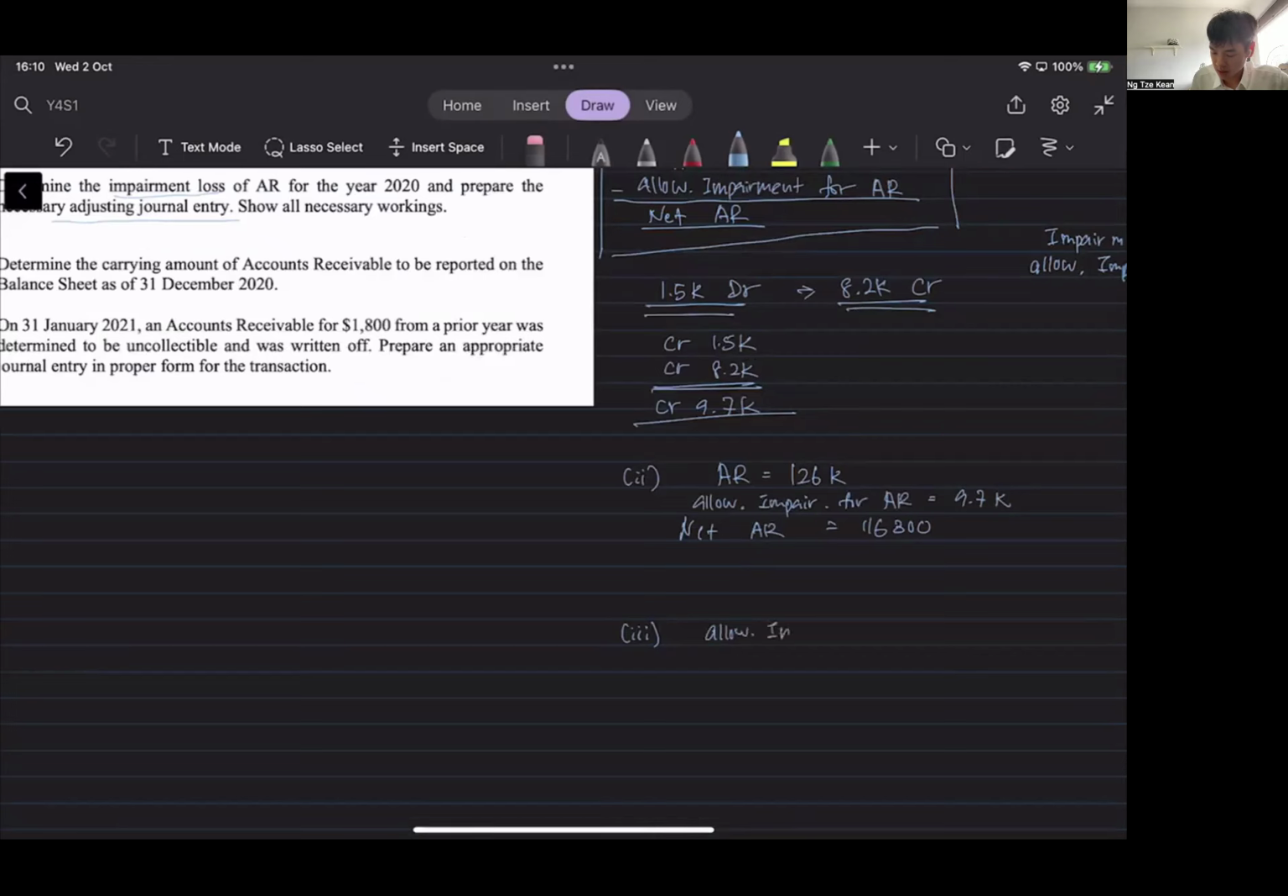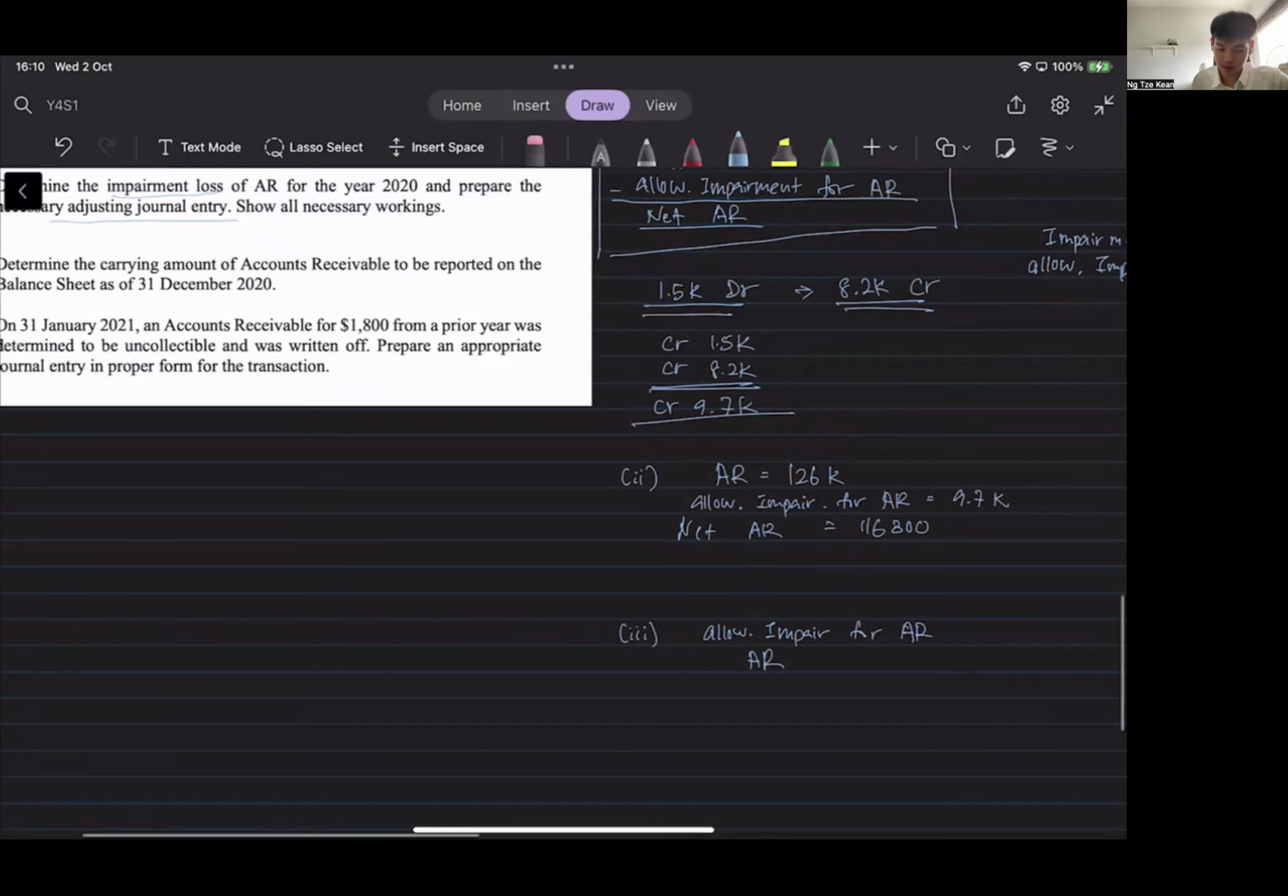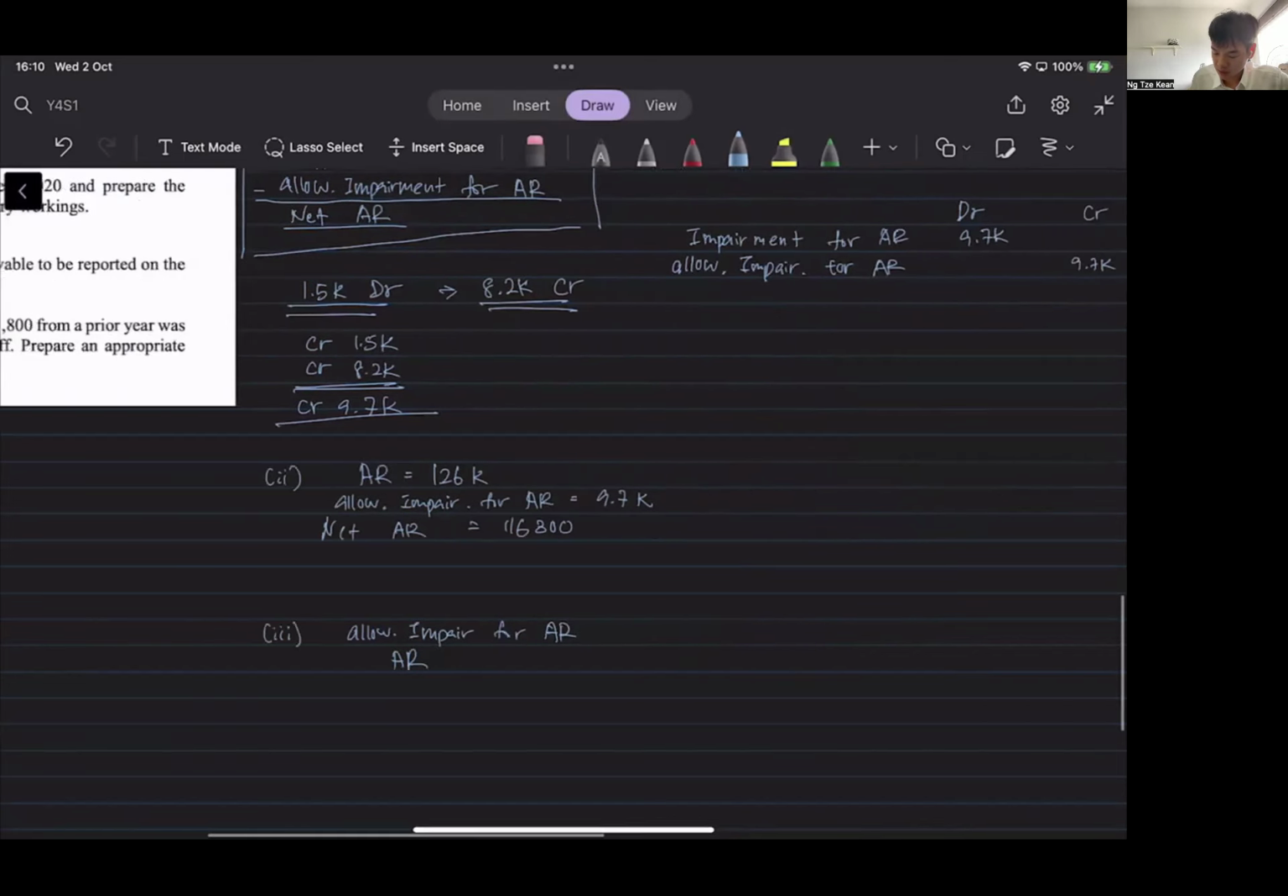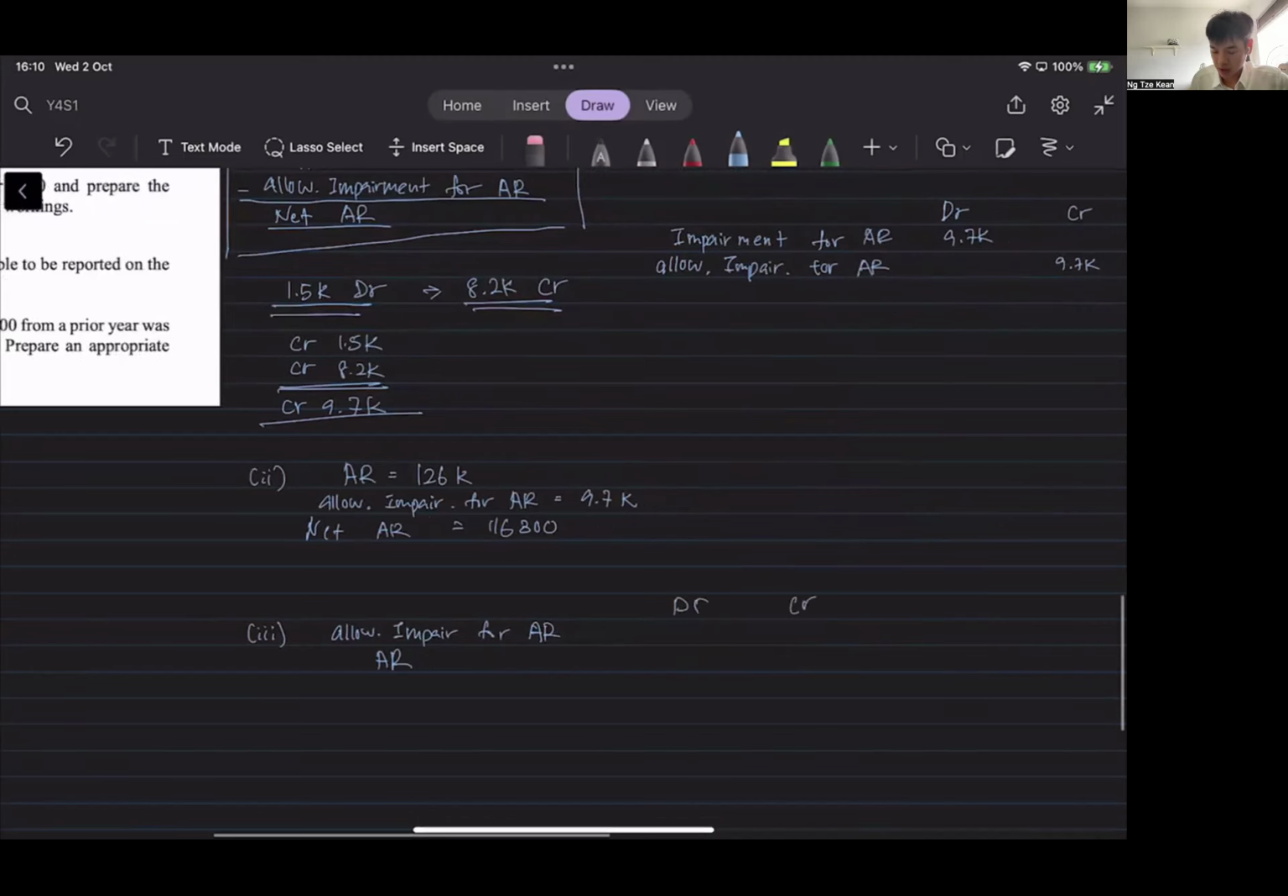So to perform this, we have the allowance for impairment for AR, and then we have AR. So recall, if you cannot collect the amount from AR and you are writing off this value, we are actually decreasing the AR. So it will be a credit balance. And this would mean that the allowance would be a debit balance. So if we think about it this way, because allowance for impairment of AR is a contra asset, to decrease a contra asset, we would debit. So, which is why this is a debit entry.